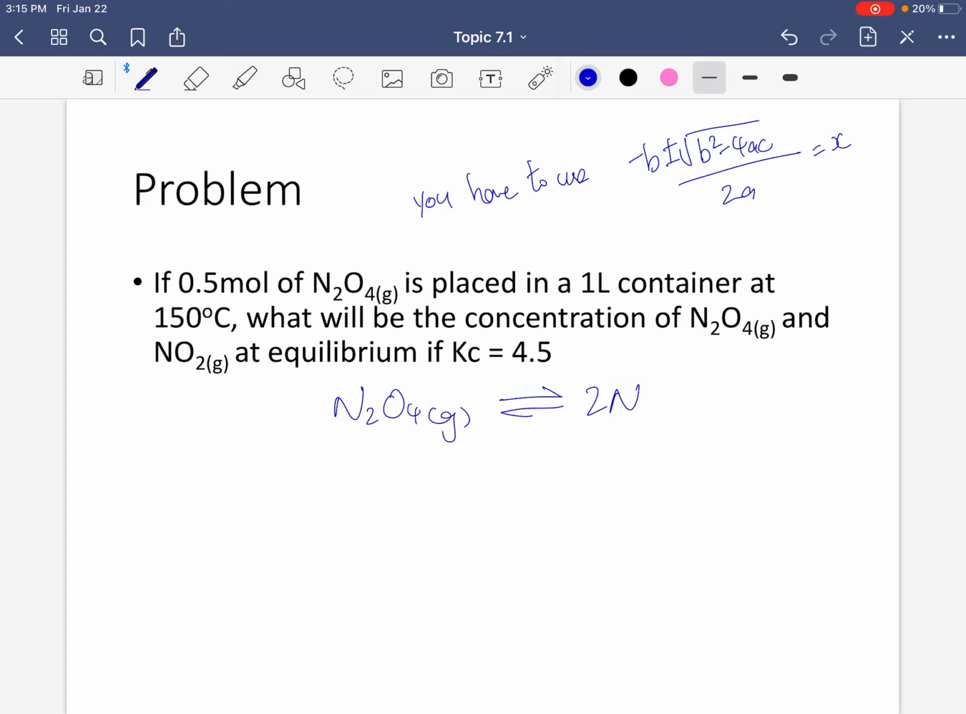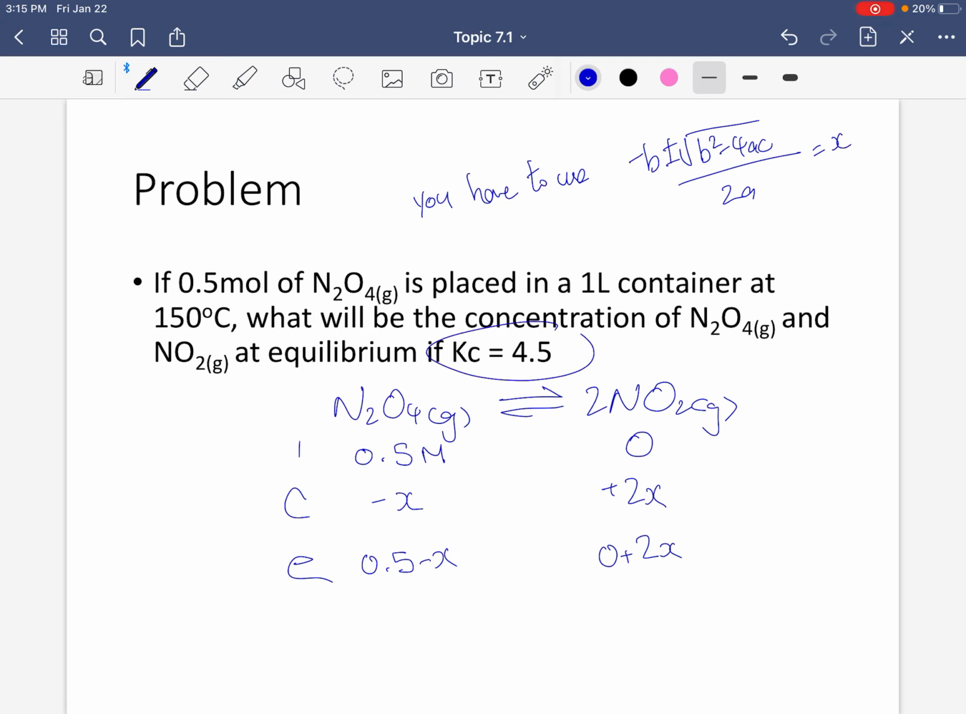But I'm going to start it for you. I'm even going to balance it for you because I'm a nice guy. I'm even going to set up the ICE table where this is going to be 0.5. This is going to be 0. This is going to be negative x. This is going to be positive 2x. Equilibrium-wise, it's going to be 0.5 minus x. This is going to be 2x, or 0 plus 2x. Set this up to find Kc, which I give you to be 4.5. Use the quadratic formula to find out exactly what x is and sub it back in here.